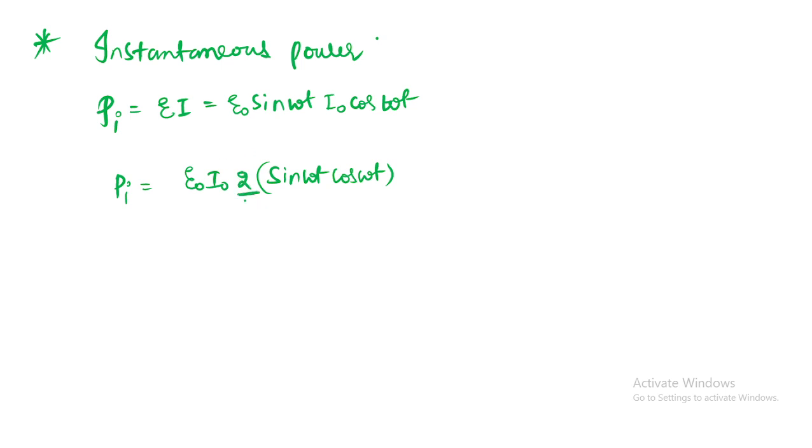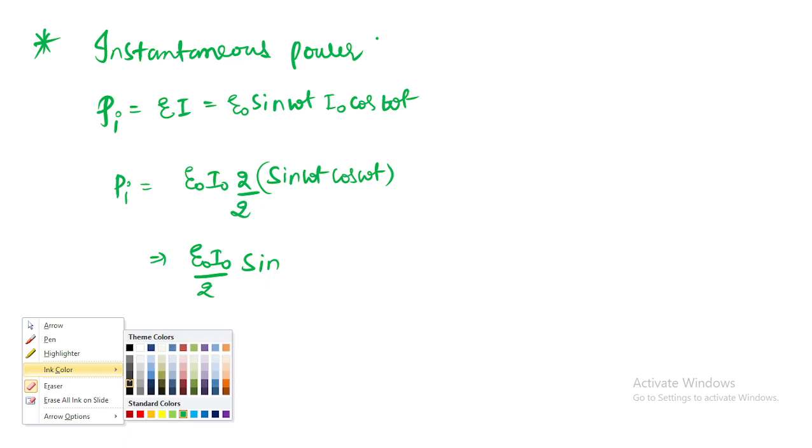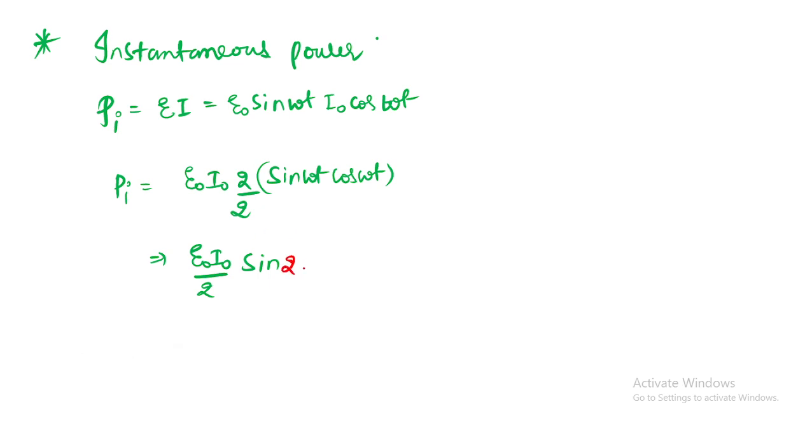I'll multiply with 2 and divide with 2. So it will become E naught I naught divided by 2, into 2 sine omega t cos omega t. It will become sine 2 omega t. Clear? Which is your P instantaneous.